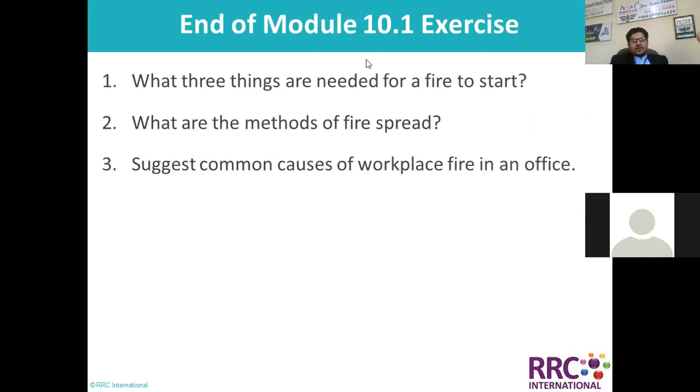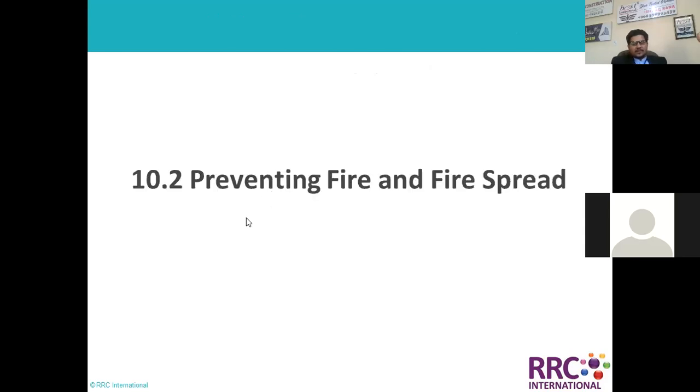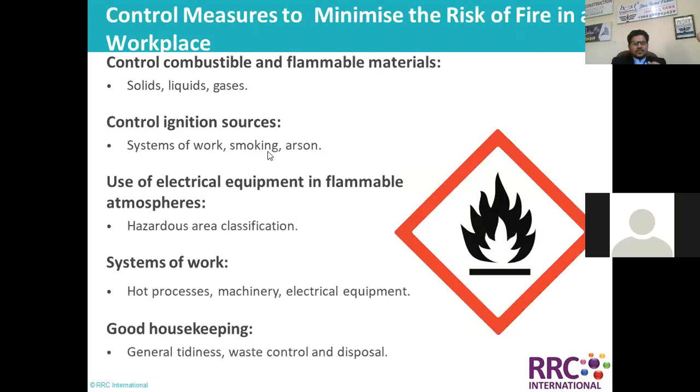So that was all about the 10.1 exercise. We discussed what three things are needed for fire, what the methods of spread are, and the common causes of fire. So all three questions we covered. Now, how are we going to prevent fire and fire spread? Here we have to understand some of the control measures to minimize the risk of fire.